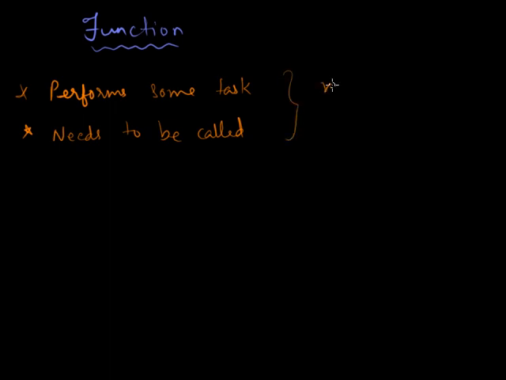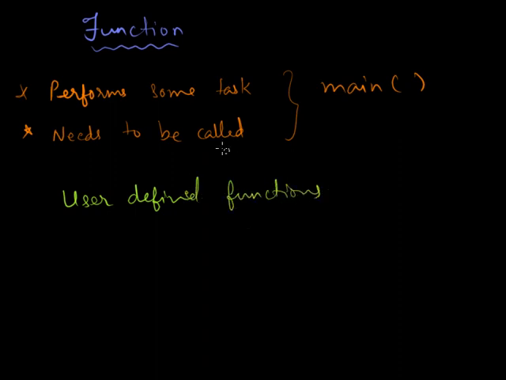For example, main is a function, right? Main is called by the operating system. So this is what a function is. Now you can have user-defined functions. User-defined functions are the functions of the programmer, and the most important thing here is that you have to decide them.